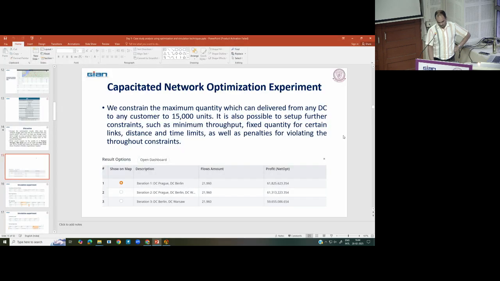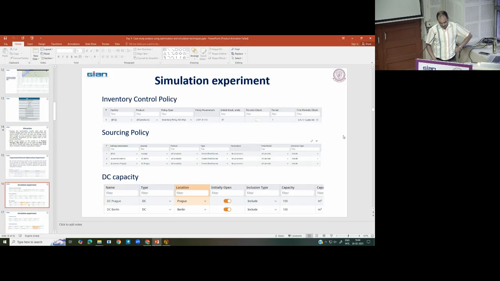So that's the reason there. Okay, then now what we want to do, now we want to do the simulation experiment. So we want to convert this network optimization into simulation.